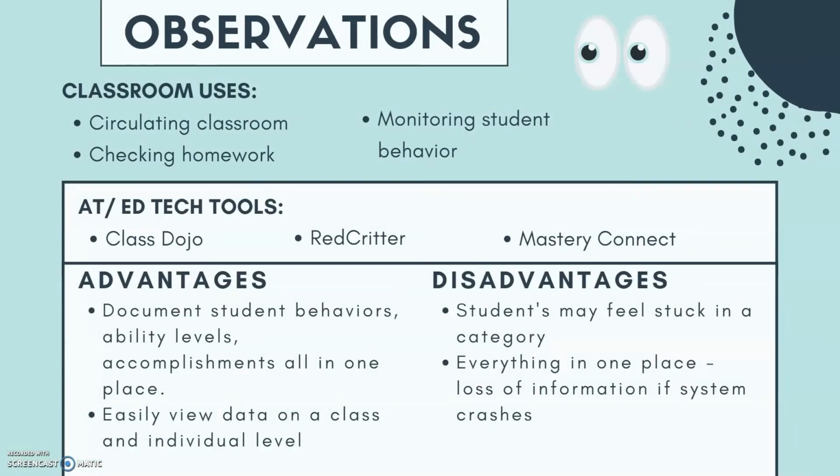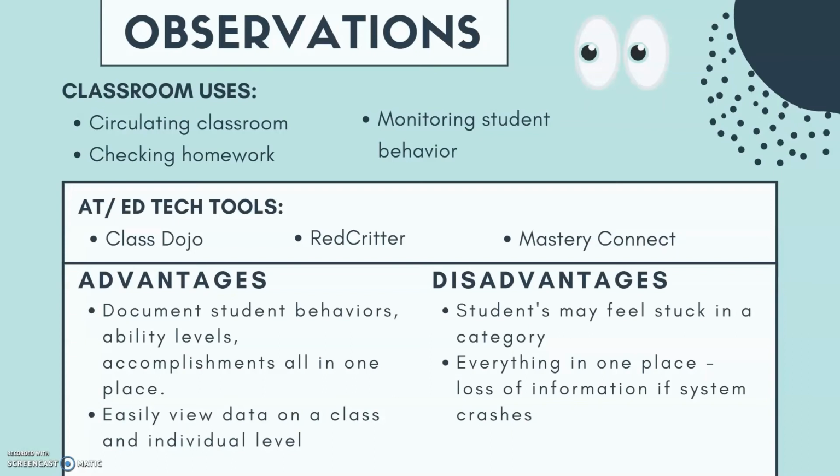The last and most common type of informal assessment is observations, or watching your students and how they react to different things during a lesson. In the classroom, this is done through circulating the classroom or scanning over homework to determine what students had trouble with. This can also be used in the classroom as a way to monitor student behavior. After doing some research, I found 3 EdTech tools that are designed to enhance observations. They are Class Dojo, Raz-Kids, and Mastery Connect.